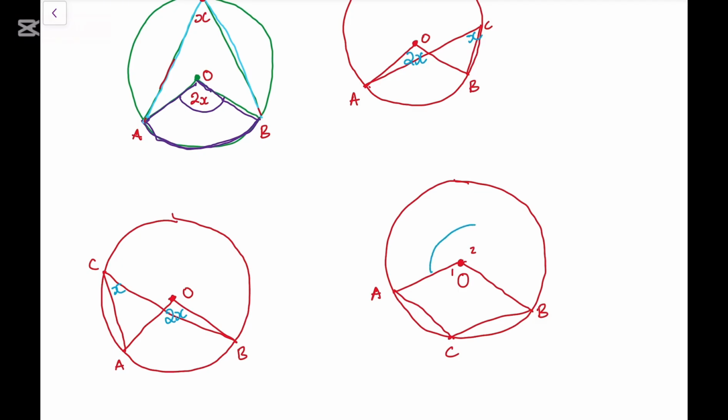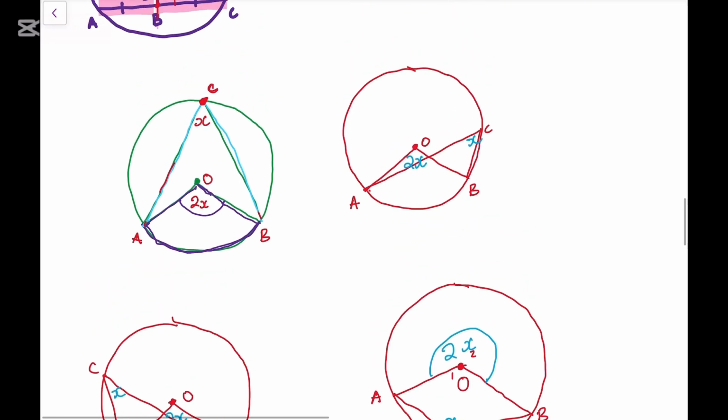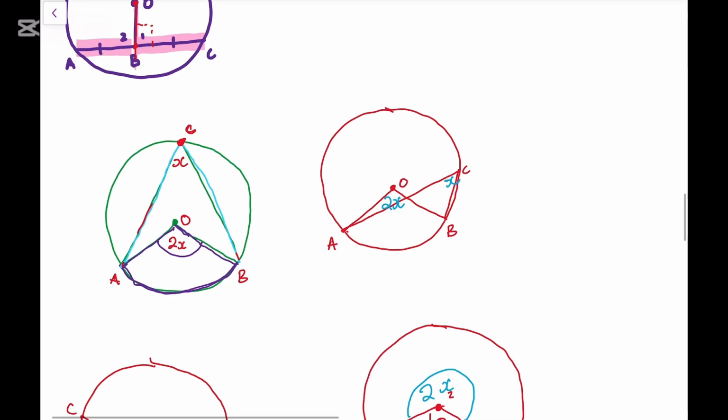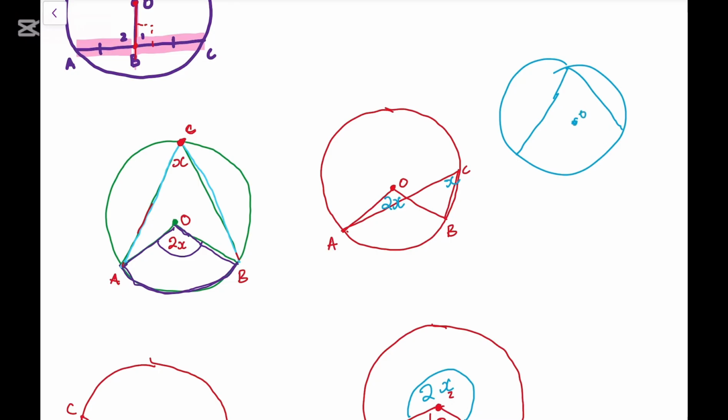So even here, if the one that is at the center is 2x, this one will be x. Even here, we have the center, we have 2x, this one will be x. Even here, if this one is 2x, this one will be x. That is angle at center is equal to 2 times angle at the circumference. Now, if the angle at the center is 100 degrees, the one that is at the circumference will be 50 degrees. So let me put it down here. If this is the center O, and this one is 100, this one is what? This one is 50 degrees.